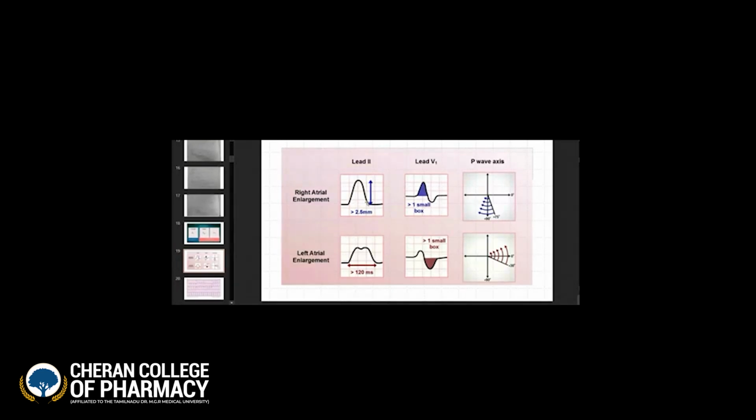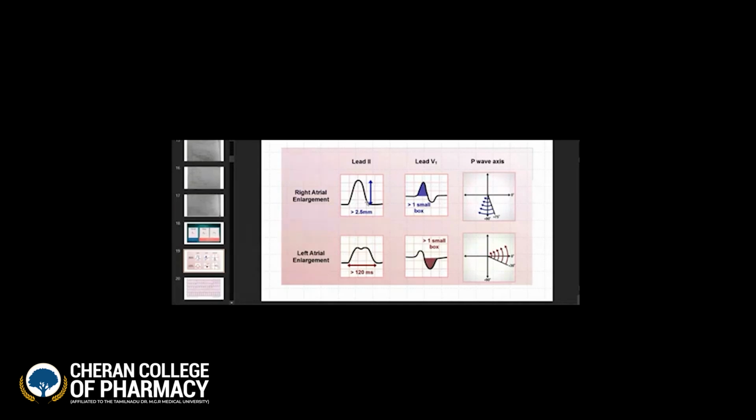Atrial enlargement means there is enlargement of the atrium. That is known as right atrial enlargement. That means there is a hyperplastic situation developing in the atrium, right? This is basically seen in COPD patients, right atrial enlargement. It is also known as cor pulmonale, P pulmonale. This is the basic stuff which we are all looking for, right atrial enlargement.